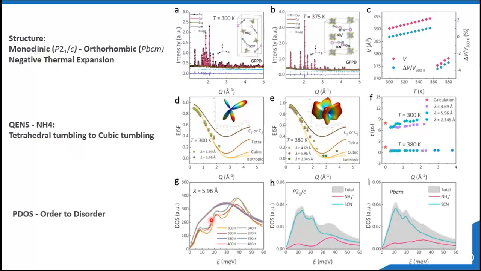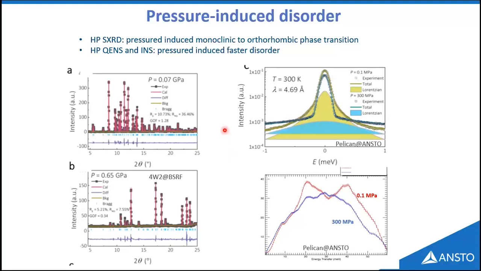And it's more interesting when we apply high pressure, and we definitely see that the high pressure actually induced the disorder. It's not the other way around. You can see the high pressure changed the structure from a relatively ordered state to a relatively disordered state. And this is clearly shown in the QENS.